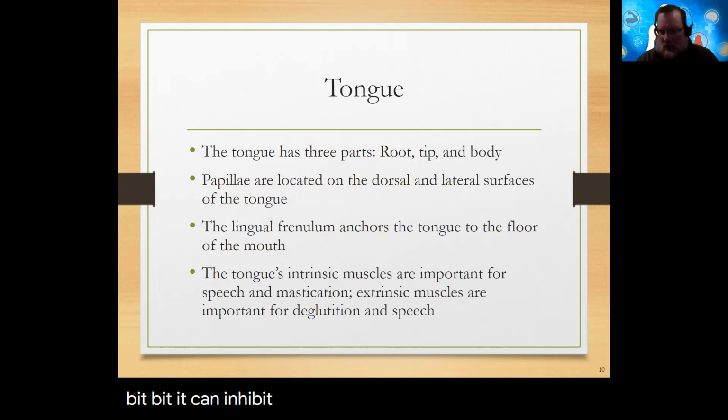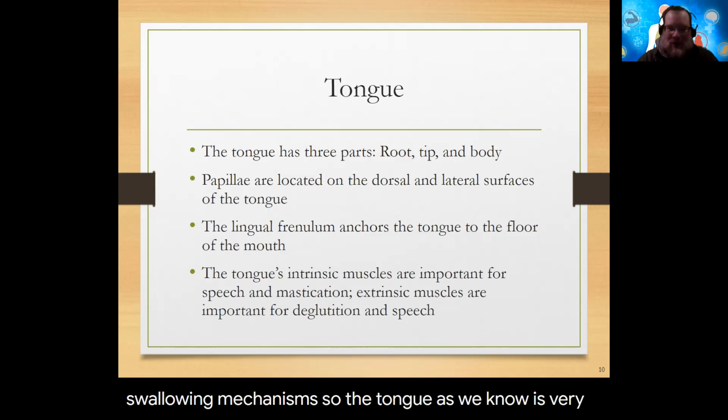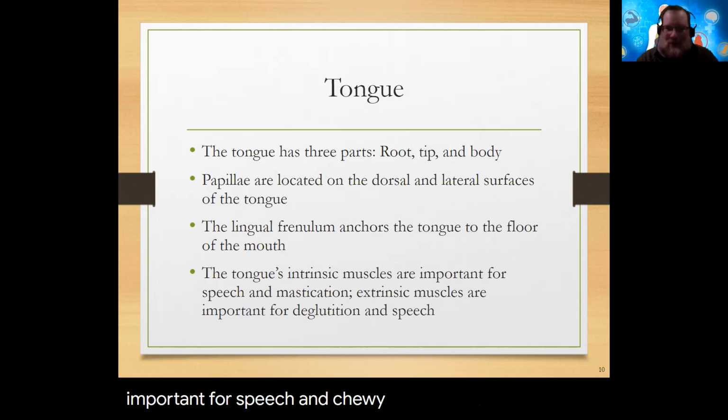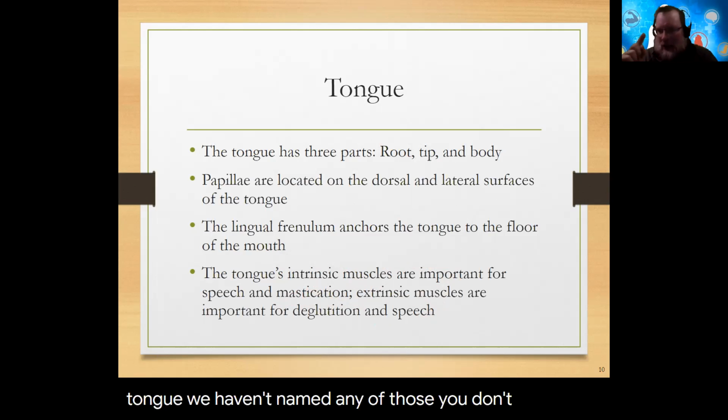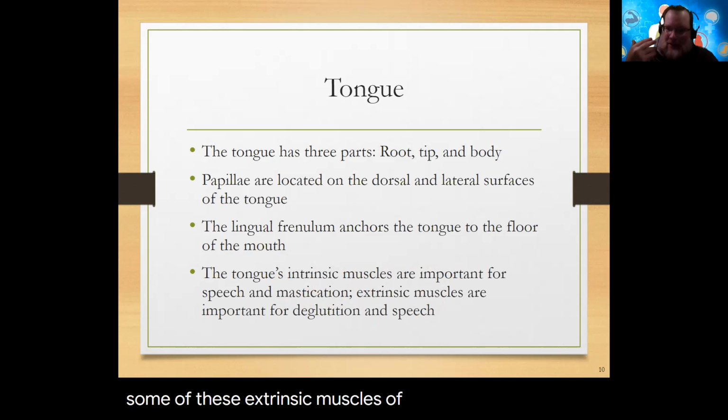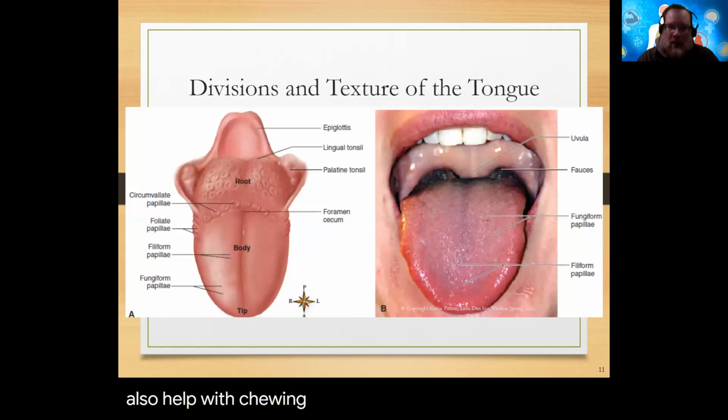It can inhibit development of speech, chewing mechanisms, swallowing mechanisms. So the tongue, as we know, is very important for speech and chewing. So speech and mastication. Those are the intrinsic muscles of the tongue, the muscles actually inside of the tongue. We haven't named any of those. You don't need to know specific names of tongue muscles. We do know that some of these extrinsic muscles of mastication or chewing, as well as deglutition and swallowing, are the masseter, the temporalis, the buccinator, which certainly also help with chewing and speech.